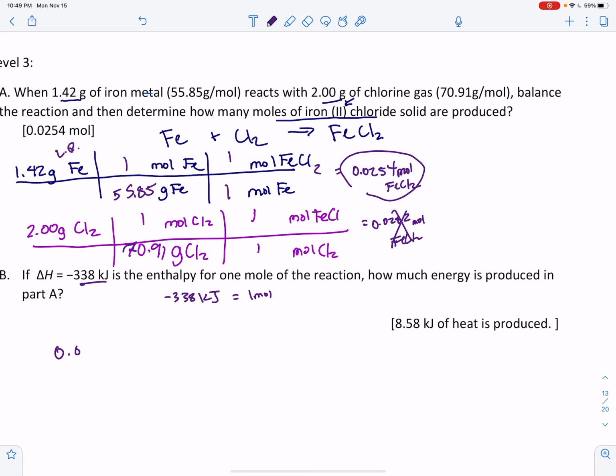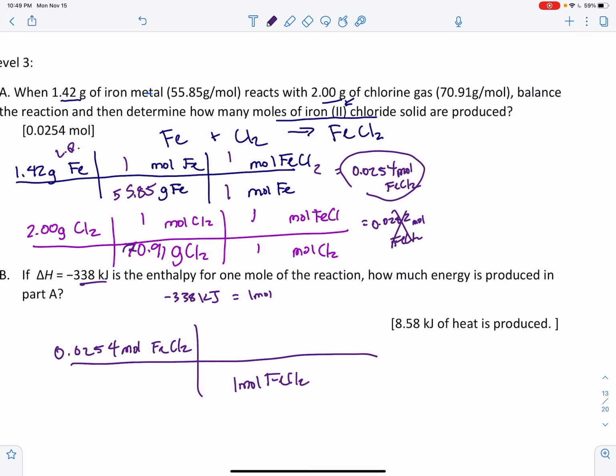So 0.0254 moles of FeCl2. And there's 1 of those. So in 1 mole of FeCl2, I have negative 338 kilojoules. Now, because it wants to know how much energy is produced, it's that thing where we understand that it's supposed to be negative. We just want to know the absolute value of this term.